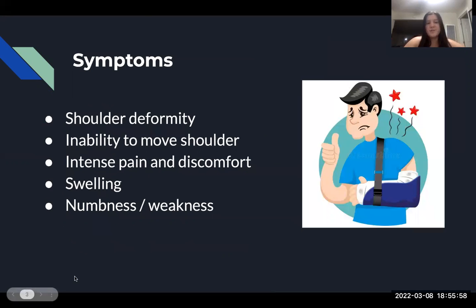So some symptoms you'll see with the shoulder dislocation are shoulder deformity, inability to move your shoulder, intense pain and discomfort, swelling and or numbness and weakness.